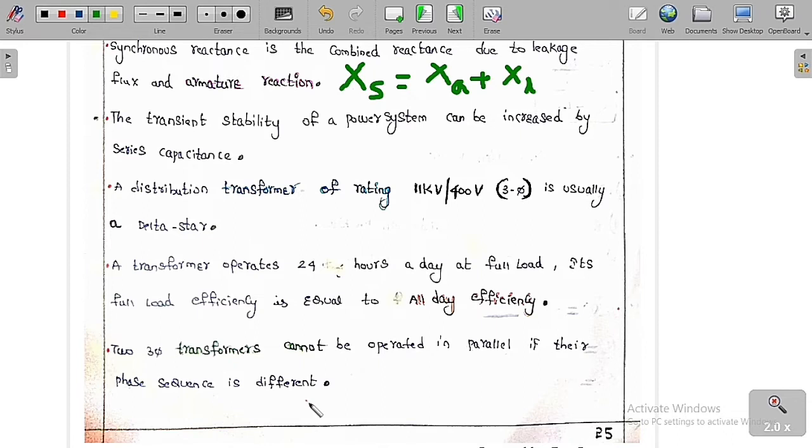So therefore, if you want to go for the parallel operation of transformers, they should have the same phase sequence and also the same phase shift. If this is the case, then only we can go for the parallel operation of the transformers. Otherwise, you should not go for the parallel operation of transformers. So two 3-phase transformers cannot be operated in parallel if their phase sequence is different.